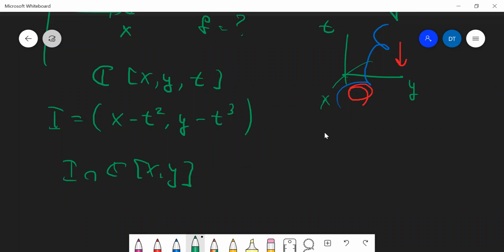Because what does it mean that you want to define your curve by the function f depending on x and y? It simply means that you want to find a function in your ideal such that it depends on x and y only. So if we find this intersection, all these functions will define the required curve.